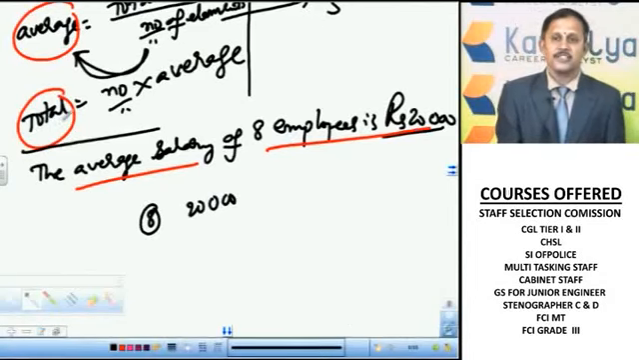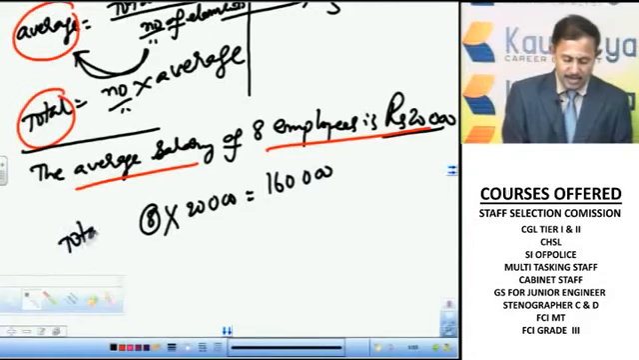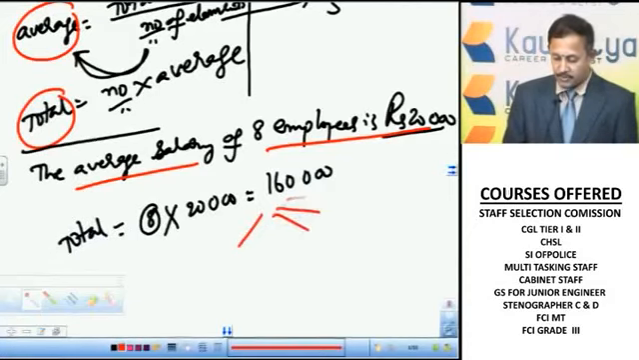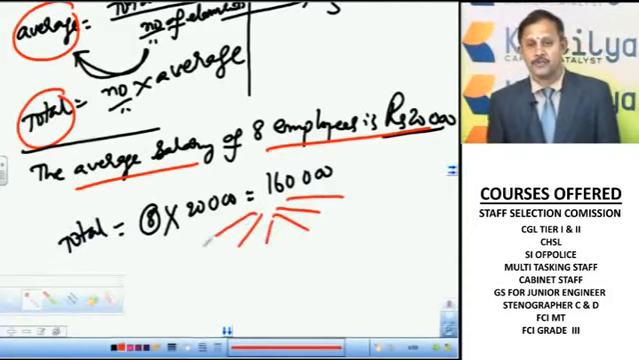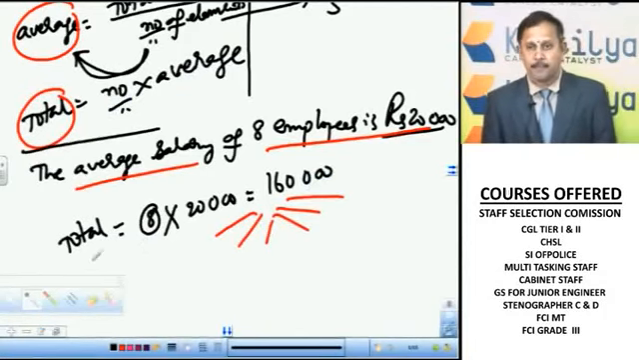So let us make use of the second formula. Here the number of candidates is 8 and the average is 20,000. So number into average, 8 into 20,000, that is equal to 1,60,000. That is the total salary of all the 8 employees, but we are not particular about the salary of the individual.